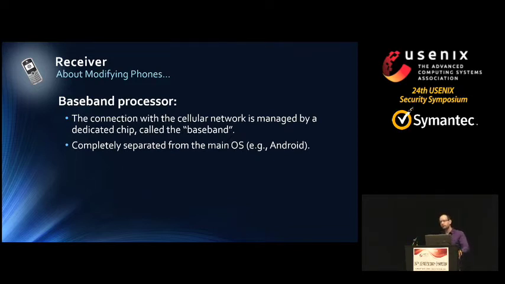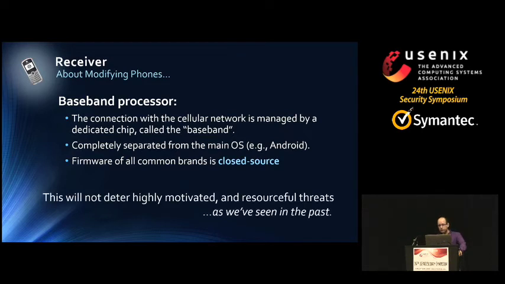So it's not possible to send commands to the baseband component to ask it to, let's say, sample a certain frequency. It's pretty much blocked from the operating system. And all firmware of common brands is closed source, which means that for the common person, it would be quite difficult to install the receiver rootkit onto cellular devices. However, this won't deter highly motivated and resourceful threats, as we've seen in the past.